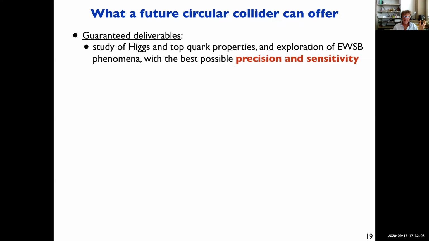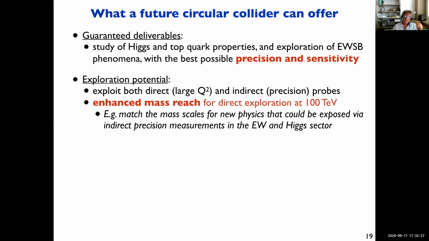So when we put these three criteria in the context of the Future Circular Collider, the guaranteed deliverables are the ability to study the Higgs and the top quark and to explore the dynamics of electroweak symmetry breaking with a precision that is completely superior to any other possible facility. The exploration potential is guaranteed by the extended mass reach that the 100 TeV proton-proton machine can give, as well as by the precision that the e+ e- studies can offer.